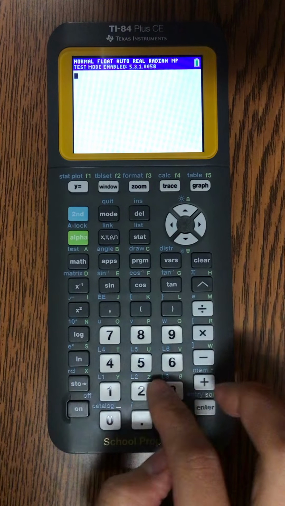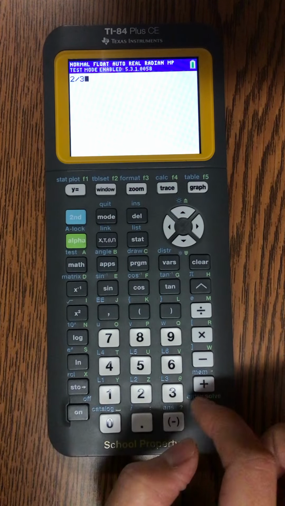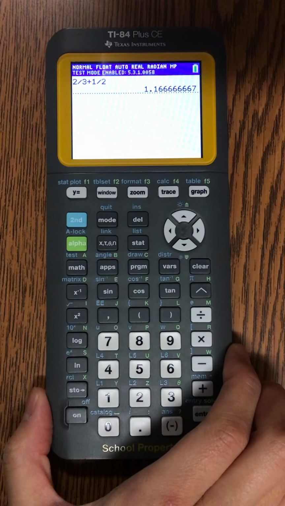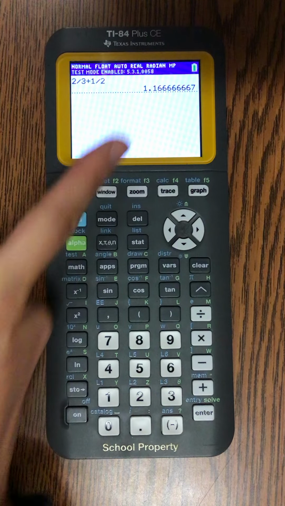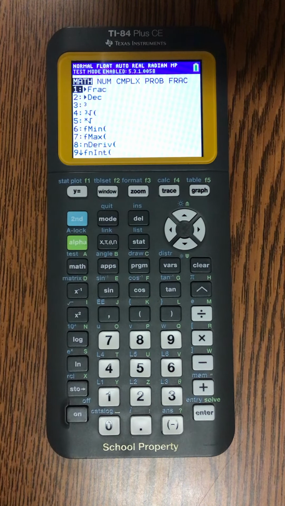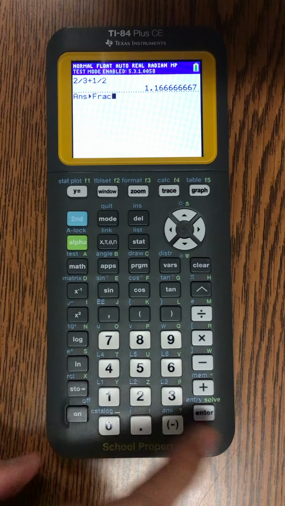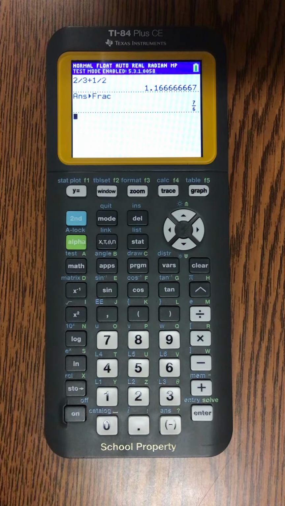When you have a fraction, remember that the division symbol represents that fraction line. So let's say we have 2/3 plus 1/2. Once you get your answer, it will always give it to you in decimal form. Let's say your answer choices were in fractions. We need to convert that 1.16 repeating to a fraction by pressing math right away. If you look at your options, you have 1 for Frac, which means fraction, and the answer is turned into a fraction. Now we have an improper fraction of 7/6.